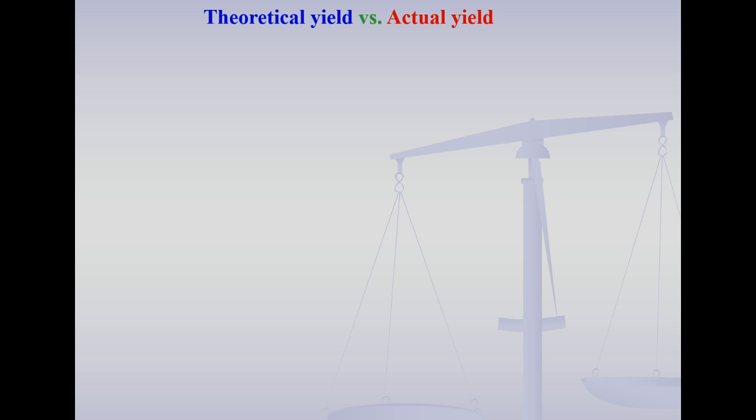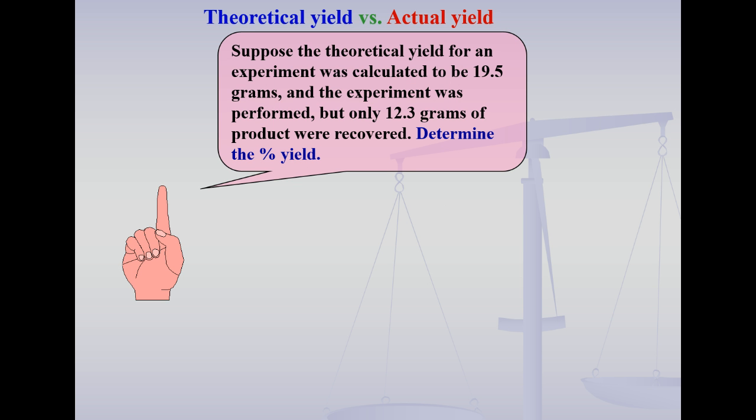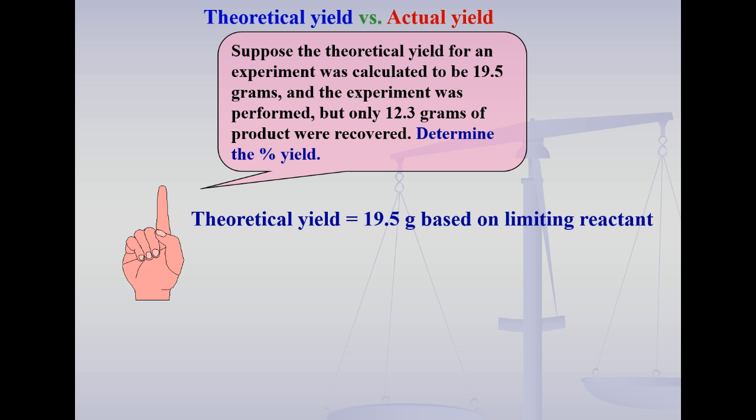So let's take a look at a hypothetical problem. Suppose that the theoretical yield for an experiment was calculated to be 19.5 grams. Now that would have been determined through stoichiometry using the limiting reactant. And the experiment was performed, but only 12.3 grams of product were recovered. And when we say a product was recovered, it means that's what we actually got in the chemical reaction. Determine the percent yield. So what do we know? We know that the theoretical yield is 19.5 grams based on the limiting reactant. We know that the actual yield is 12.3 grams that was experimentally recovered.